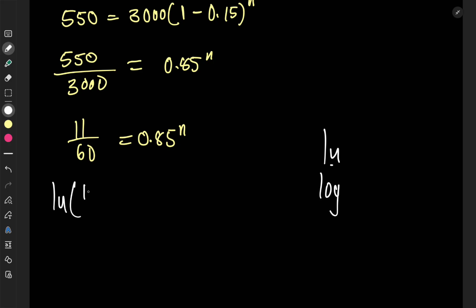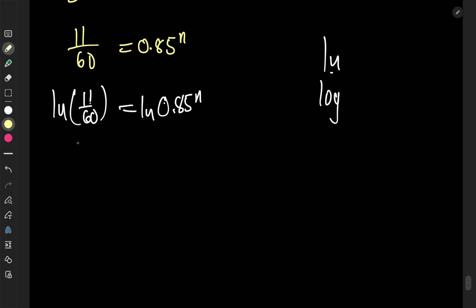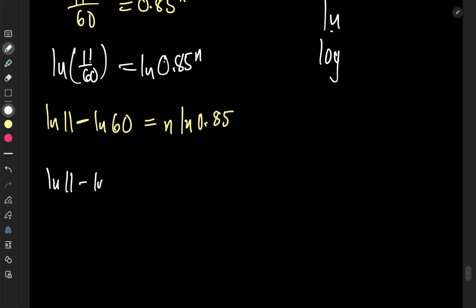So let's introduce ln both sides. Ln of 11 over 60 is equal to ln of 0.85 to the power of N, because it is good at dropping down powers. So in here we have, from laws of indices, it says when you have 2 things dividing inside a log, their logs will subtract. So it will be ln of 11 minus ln of 60 is equal to N multiplying ln of 0.85. All right, so what do we then do here? We're going to take the ln 0.85 to the other side. So we have ln of 11 minus ln of 60 divided by ln of 0.85.